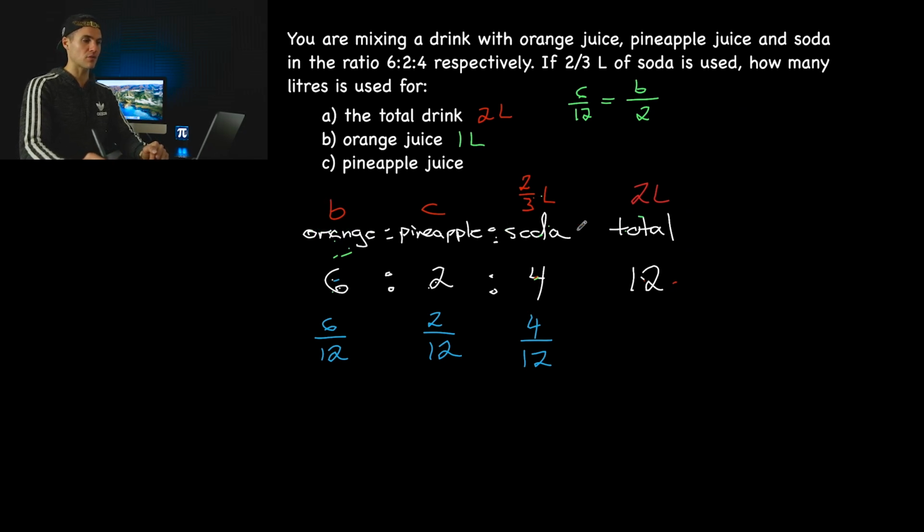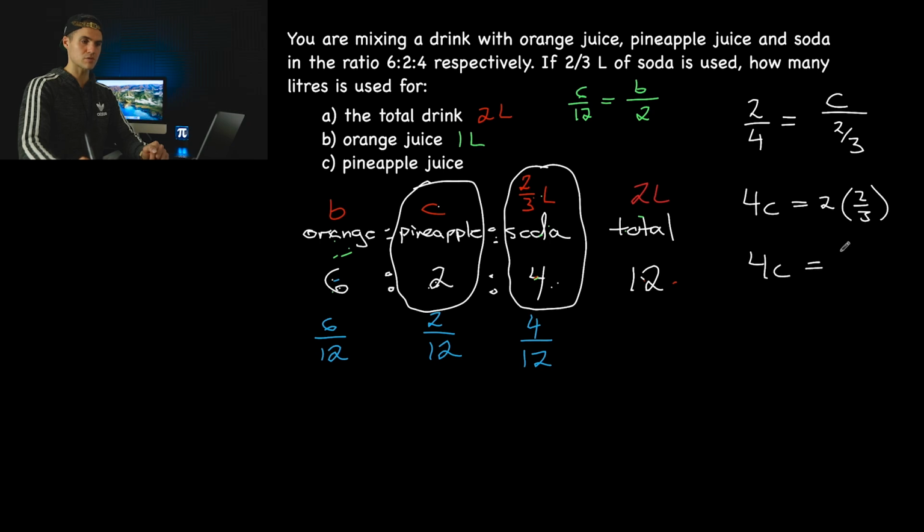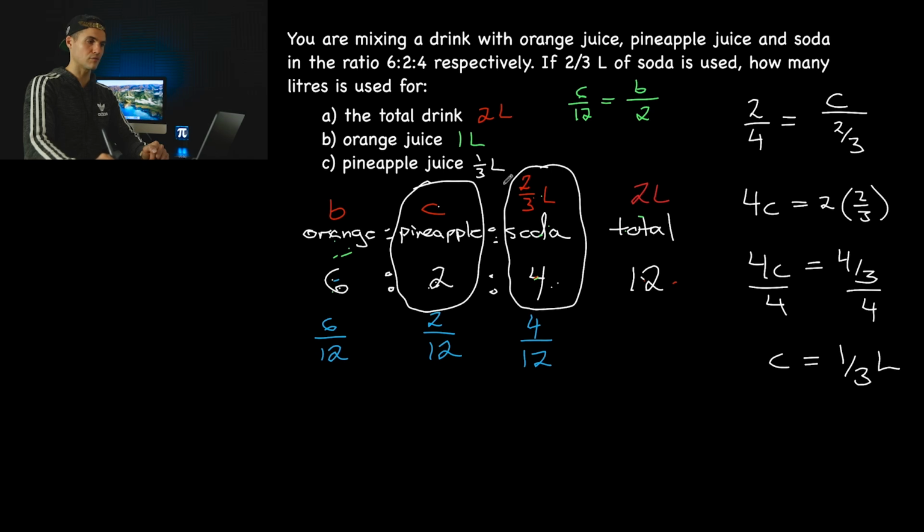And then finally, part C for the pineapple juice. So if we're going to do this with the ratios, we could relate these two pairs. So basically 2 to 4 is going to be C over 2/3, like that, right? So cross multiply, 4C equals 2 times 2/3. So that means 4C is equal to 4/3. Divide both sides by 4. The 4's would cancel out, so C would basically be 1/3 of a liter, right? So 1/3 of a liter is being used for the pineapple juice, like that, right?